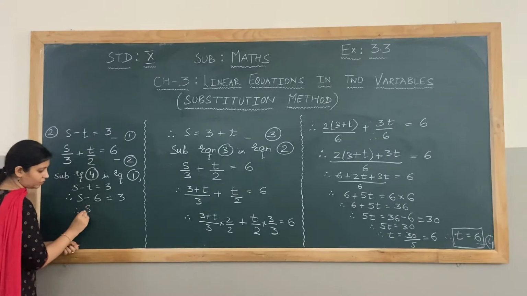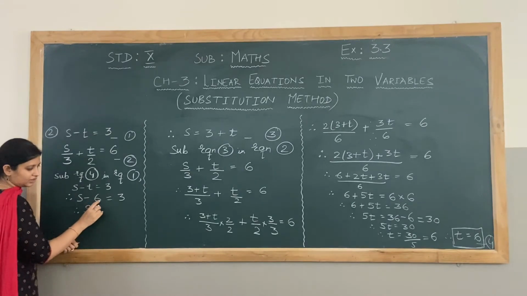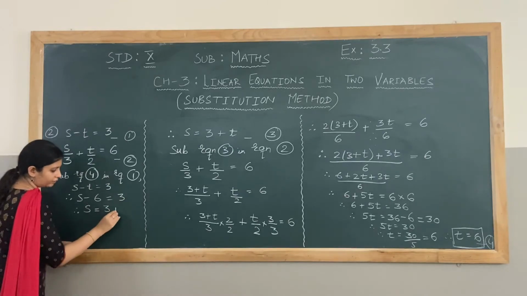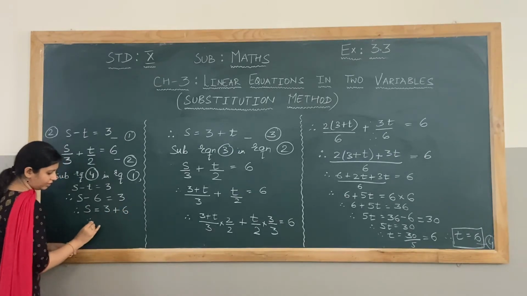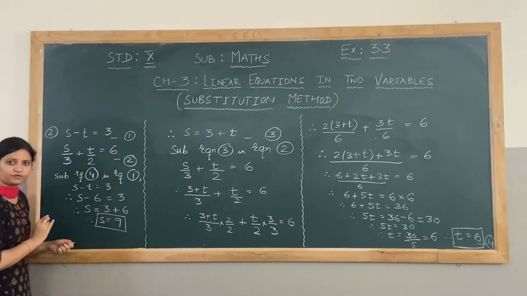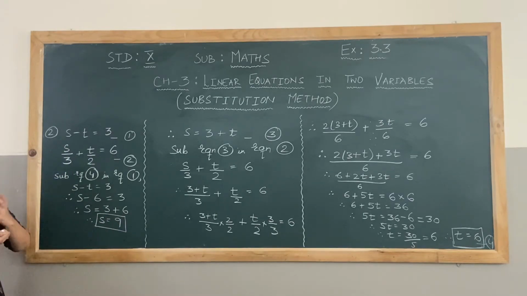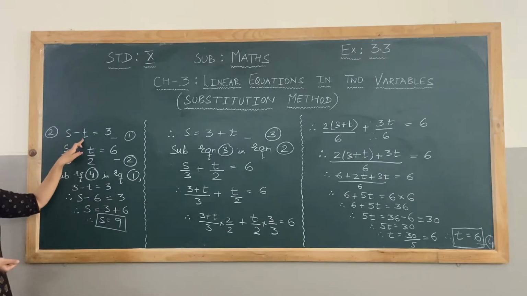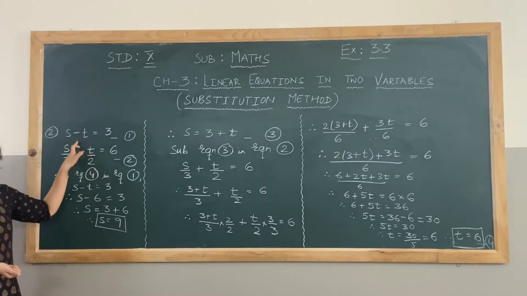So this s is my variable and this minus 6 is my constant. Minus 6 will go on another side and that will become plus 6 and therefore s is equal to 9. So I got the value of s. Now if you want to check, you can check the rule. See, s is 9, t is 6. So 9 minus 6 gives you 3. So it is satisfying the equation.